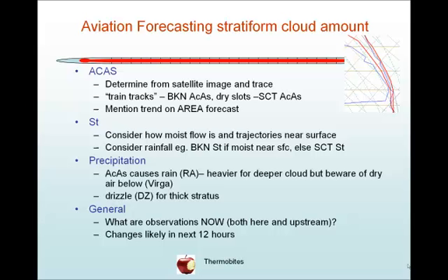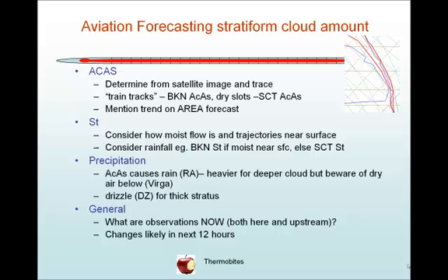Firstly, altocumulus and altostratus, or ACAS. You can determine the cloud amount obviously from a satellite image, but you can also make some estimation from the trace. If the trace is dominated by train tracks, that is a small dew point depression through a large depth of atmosphere, then it's very likely that the altocumulus altostratus will be broken.